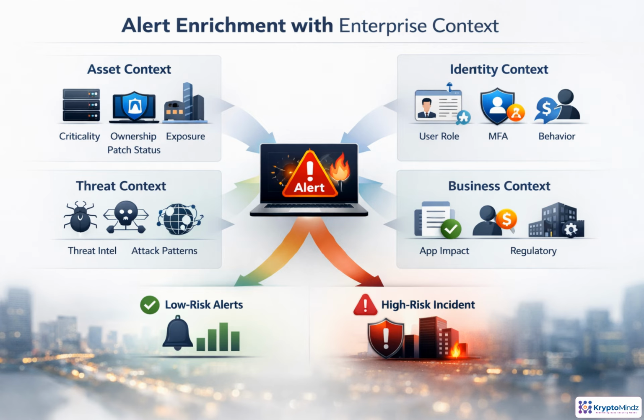An alert by itself is usually incomplete. It becomes useful when the agent can ask, what asset is involved, who is connected to it, what threats match this pattern, and what business service could be affected. Enrichment turns raw signals into risk judgments. A noisy event on a low-value test host may be closed quickly. The same behavior on an internet-facing regulated application should escalate as a high-risk incident.